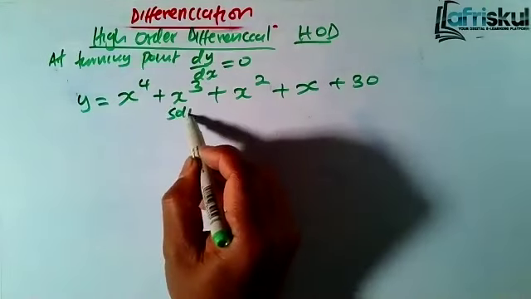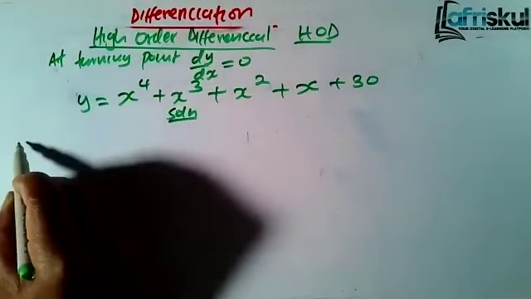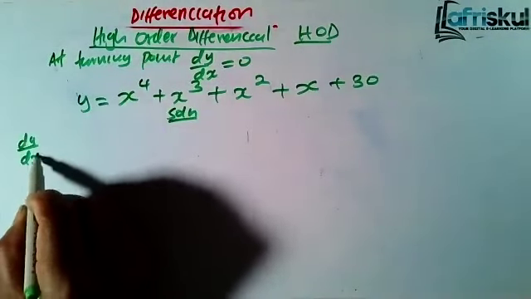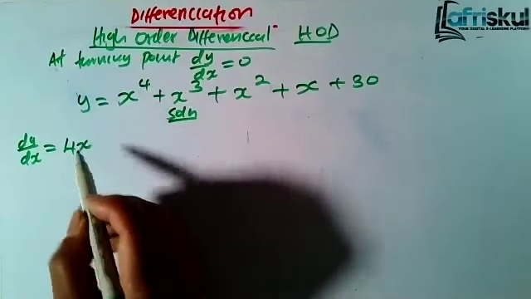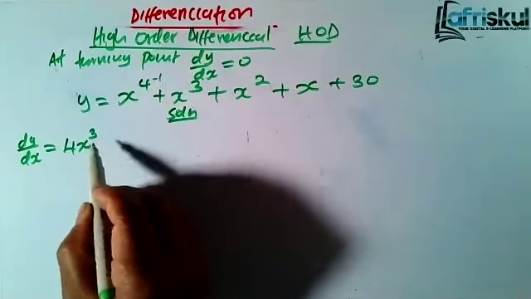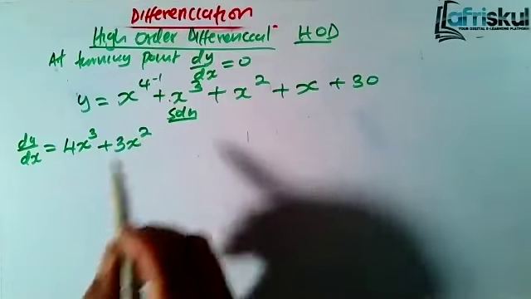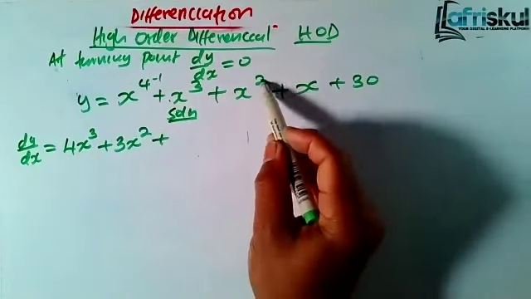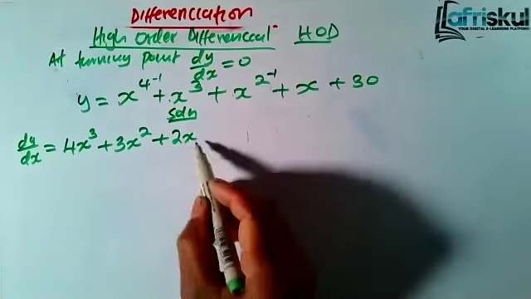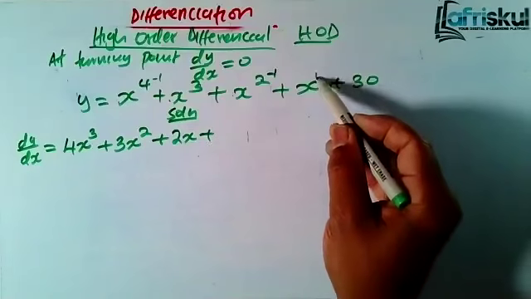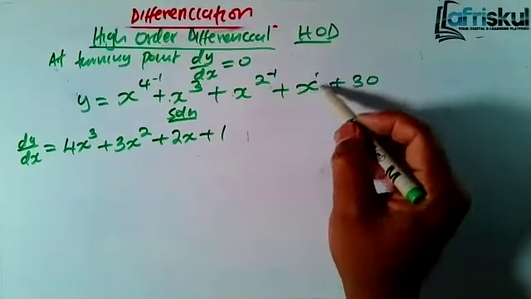So solution, we want to get the turning point, or we want to get the HOD. So the first one will be, you differentiate y in respect of x. So it will be 4 times 1, so it will be 4x, you minus 1, it becomes raised to power 3, plus 3 times 1, so it will be 3x squared, plus this is the same as 2 times 1, so it will be 2x, you minus 1, remains just x, plus this is x raised to power 1, so it's 1 times 1, you get 1, then you minus 1, x ends.